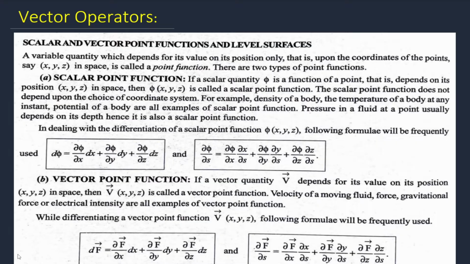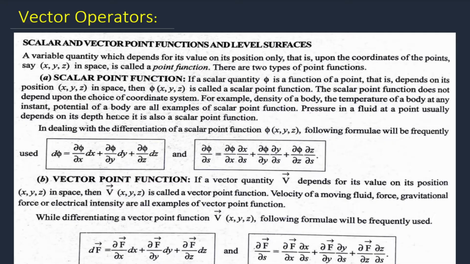So before going to learn what is gradient of a scalar field, we need to know some definitions like what is scalar point function, what is vector point function, and what is level surface. Specially in this particular lecture, we learn what is gradient of a scalar field and its physical significance. In the upcoming lectures, we will learn what is divergence and curl. Okay, so let's begin. Now, what is vector or scalar point function?